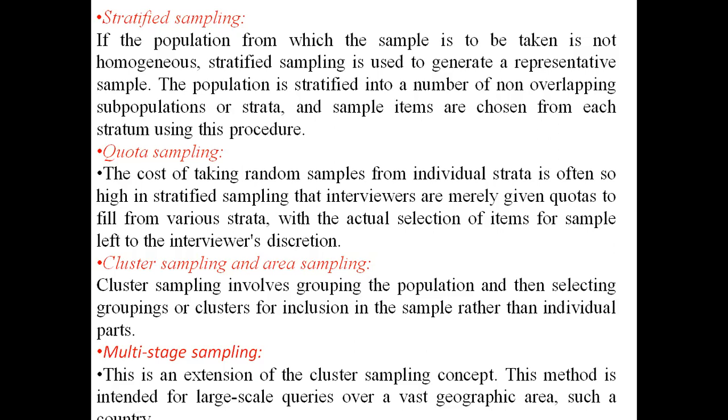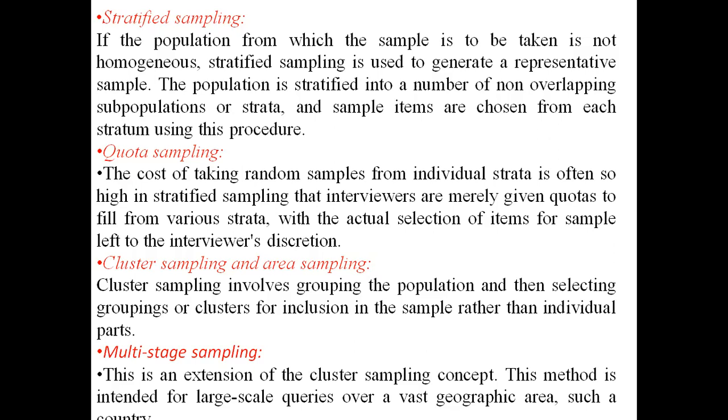Then we come to quota sampling, which is much less useful. The cost of taking random samples from individual strata is often so high in stratified sampling that interviewers are merely given quotas to fill from various strata, where the actual selection of the items for the sample is left to the interviewer's discretion. This is referred to as quota sampling. The size of the quota for each stratum is roughly proportional to the population size of that stratum.